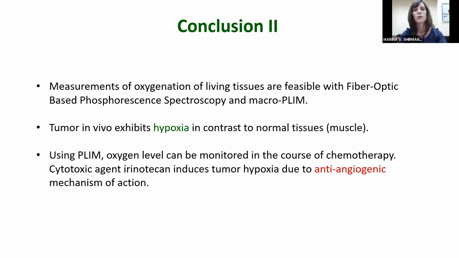So, the conclusion from this part of the talk. Measurements of oxygenation in living cells and tissues are feasible with fiber optic-based phosphorescence spectroscopy and with macroscopic phosphorescence lifetime imaging. Tumors in vivo exhibit hypoxia in contrast to normal tissue such as muscle, and using phosphorescence lifetime imaging, oxygen level can be monitored in the course of therapy, for example chemotherapy, and the cytotoxic agent irinotecan induces tumor hypoxia due to an anti-angiogenic mechanism of action.